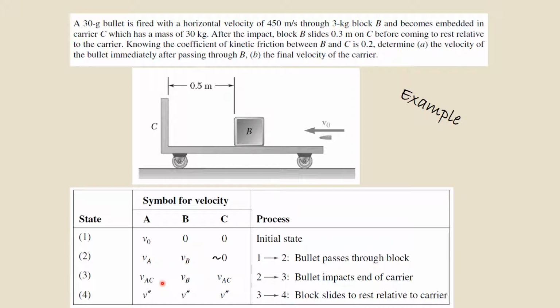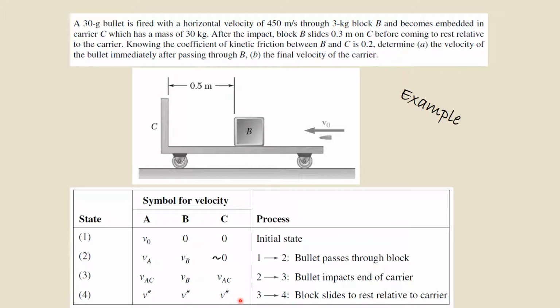The next situation is the bullet is embedded in the carrier. So the bullet and the carrier have the same velocity. They're stuck together, and the block is still moving with what it was moving with, right? The bullet is going faster, so this is going to happen before the block reaches its final velocity. And then the last state is going to be the same as we had before. The last state, everything is stuck together.